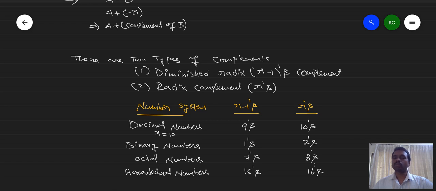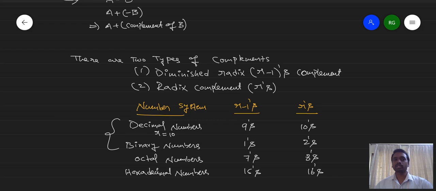So in further classes we concentrate on only two types of number systems, that is decimal numbers and binary number systems. We identify how to calculate these two types of complements for decimal numbers and binary numbers, and at the end we will observe how we perform subtraction between two decimal numbers or between two binary numbers, either by using this r's complement or r minus 1's complement. So that's the use and that's the type of the complements we have.